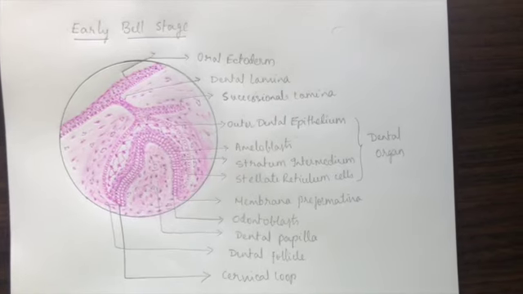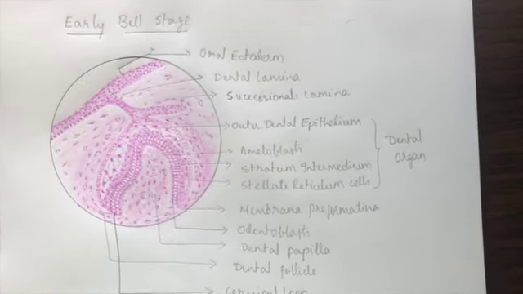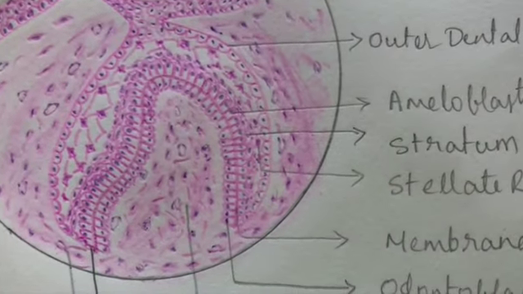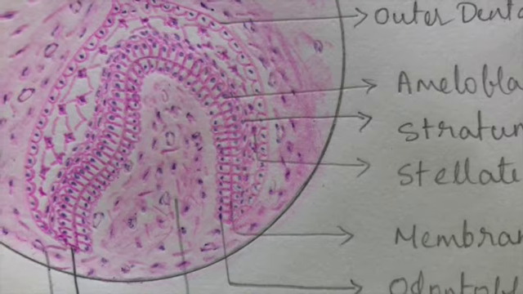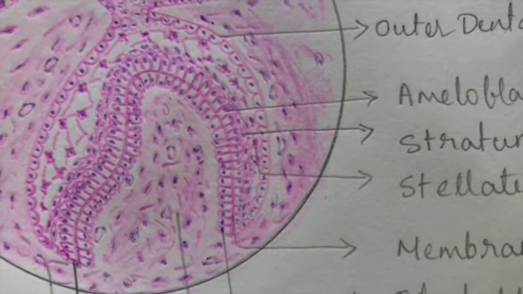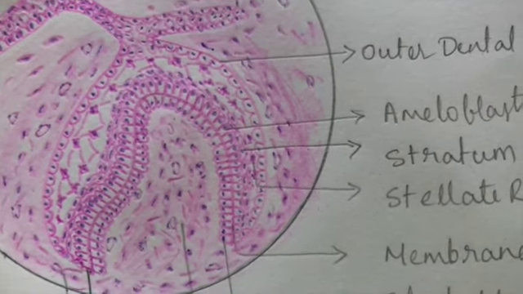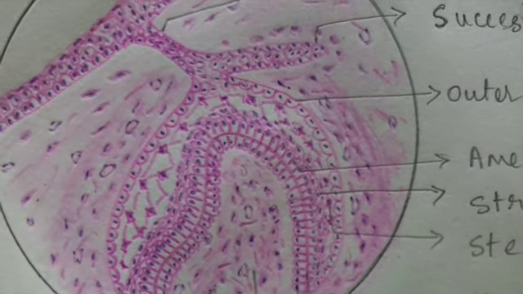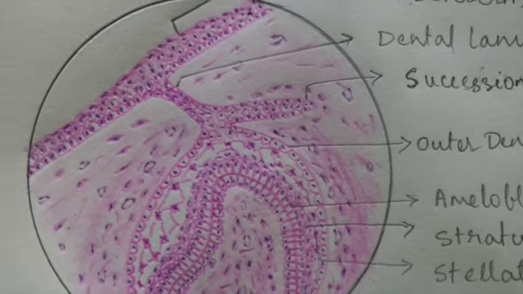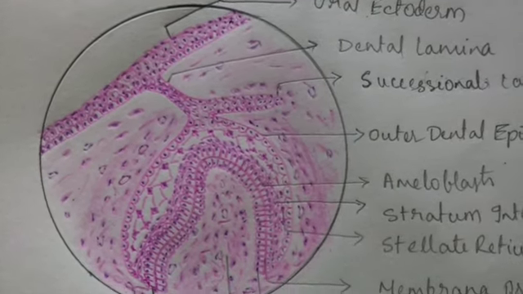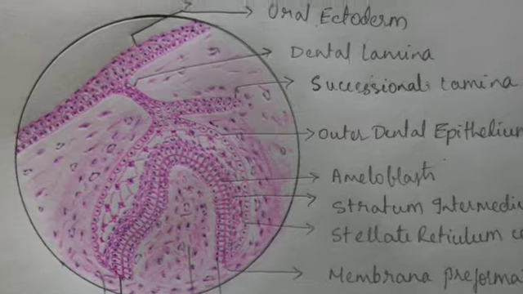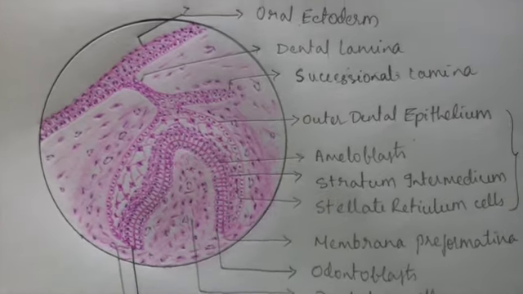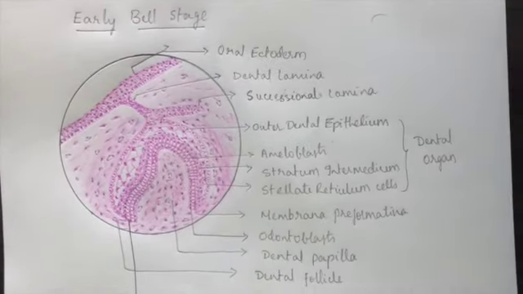Now I'll give you a closer look of this early bell stage cell layers. These are the cell layers. You can see the dental papillary cells in the center, the odontoblast, the membrana preformativa, the ameloblast cells, the stratum intermedium, the stellate reticulum cells, the outer dental epithelial cells, the successional lamina, dental lamina, the oral ectoderm, and the dental follicle cells and the general ectomesenchyme. So all these are the layers that we see in the early bell stage.